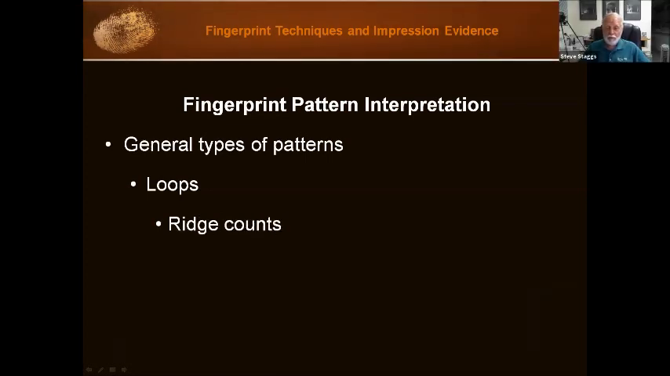On loop patterns, we have to determine the ridge count for classification purposes. The number of ridges between the core and delta is the ridge count. So the ridge count of a loop is determined by placing an imaginary line between the delta and core of the loop and counting the ridges in between. There has to be at least one for it to be a loop. That's where we're getting to that rule. Each ridge that touches that imaginary straight line that leads from the delta to the core is counted. The core and the delta are not counted.